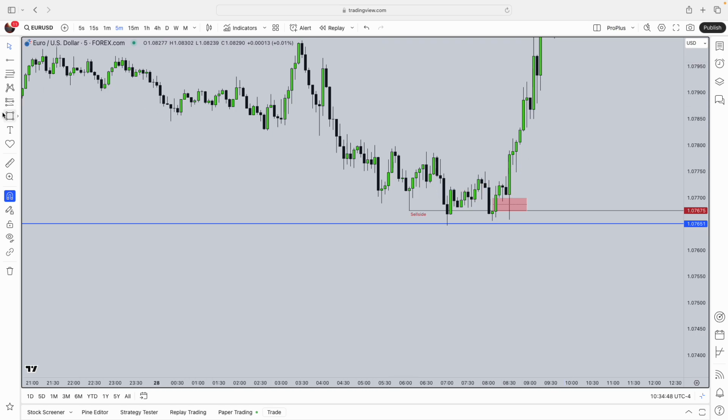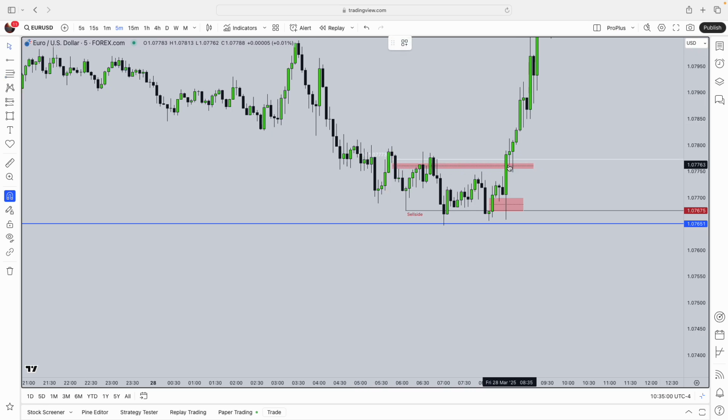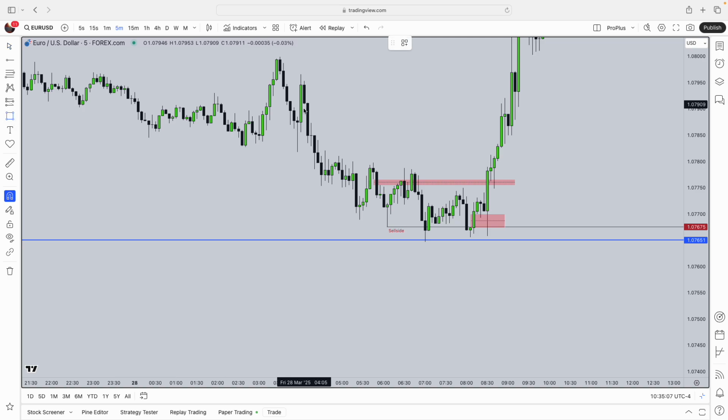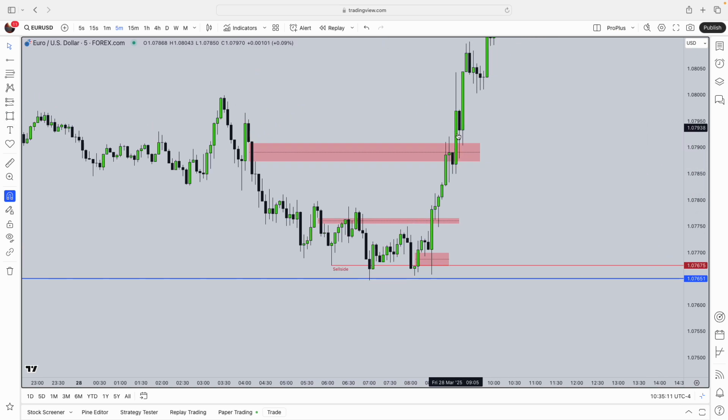Look to the left. This one here. So price respects it here. Respects it there. Trades above, taps into it. Trades up higher. This one here. Trades above, back into it. So any of these you could have got an entry in.